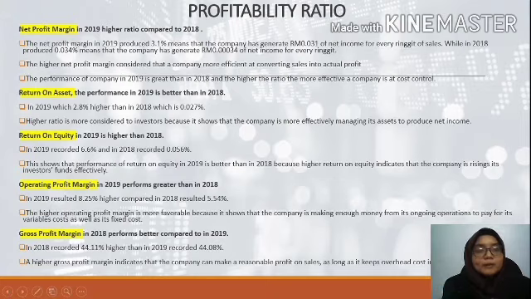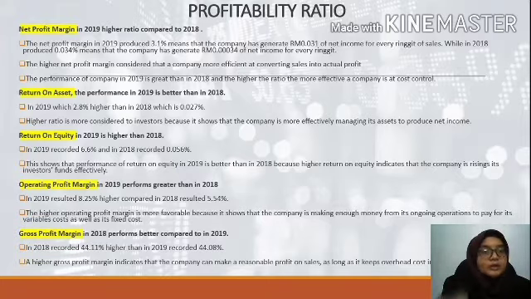For the profitability ratio, the net profit margin in 2019 is a higher ratio compared to 2018. The net profit margin in 2019 produced 3.1%, meaning that the company generated 0.031 ringgit of net income for every ringgit of sales, while in 2018 it produced 0.034%, meaning that the company generated 0.00034 ringgit of net income for every ringgit. A higher net profit margin shows that a company is more efficient at converting sales into actual profit. The performance of the company in 2019 is greater than in 2018, and the higher the ratio, the more effective a company is at cost control.